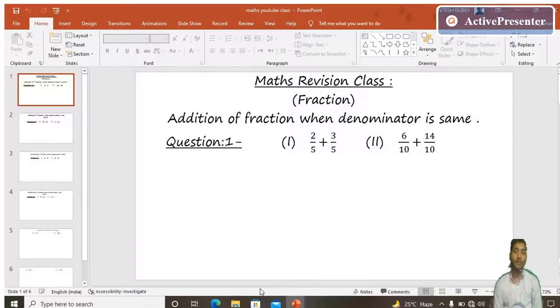Friends, we were learning about the fraction. So this is your math revision class where you will revise what a fraction is. Sometimes when you are going to face an examination, you can watch this video so your concept may be clear towards the addition concept. Now we are learning about addition of fraction, and we will do this in two ways.